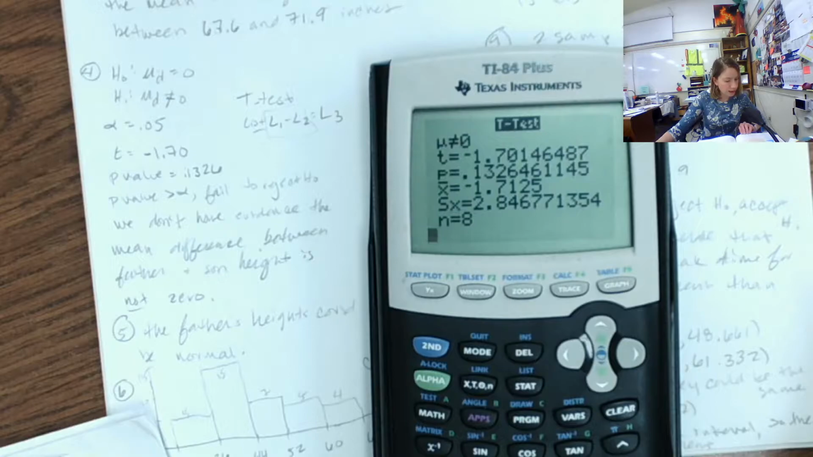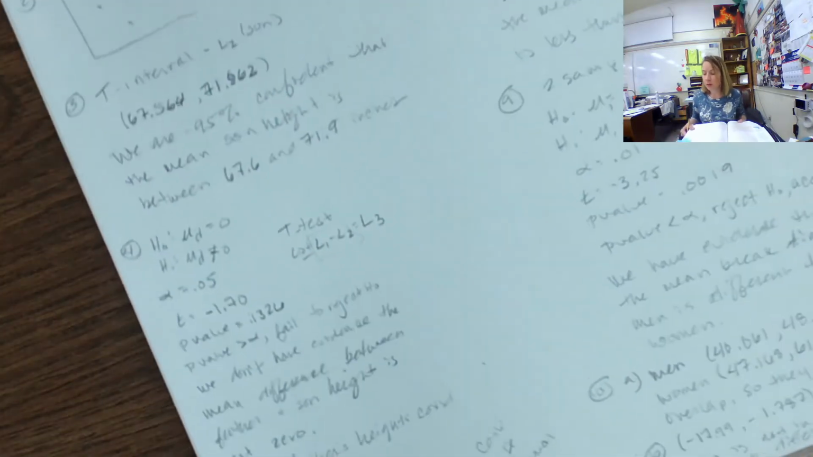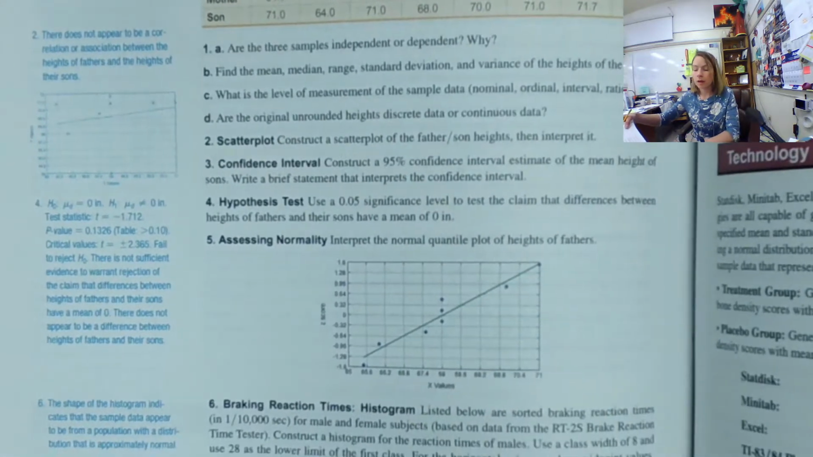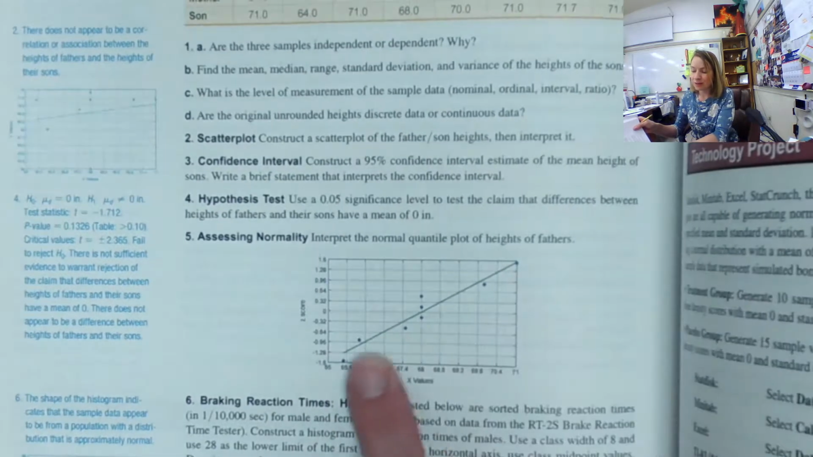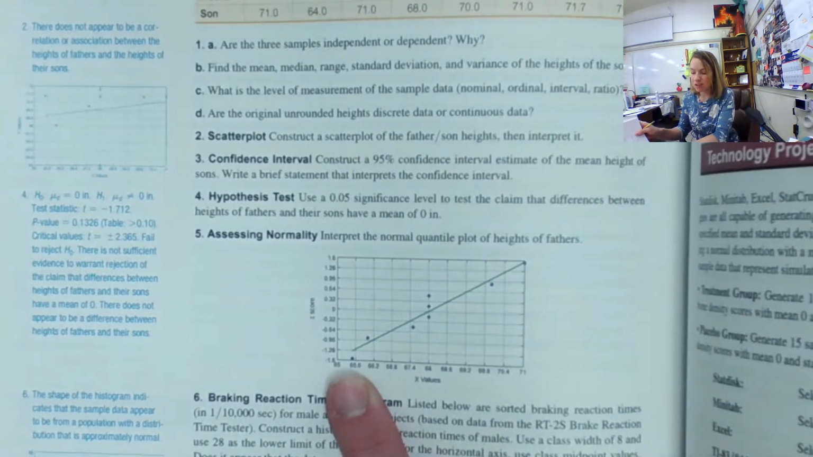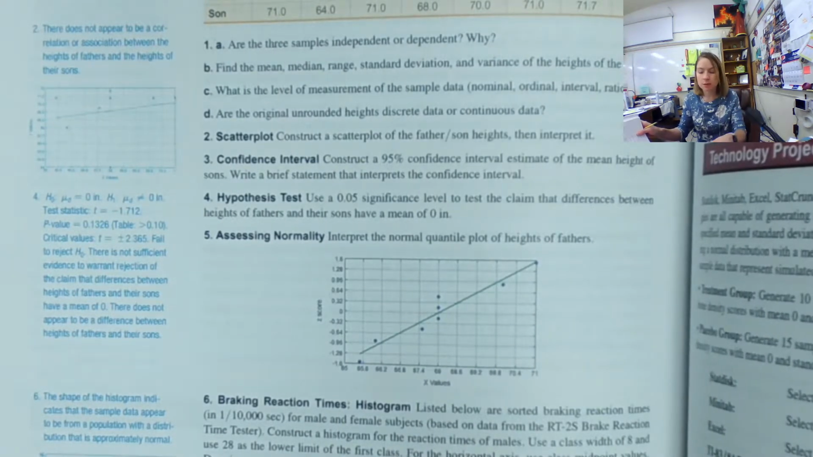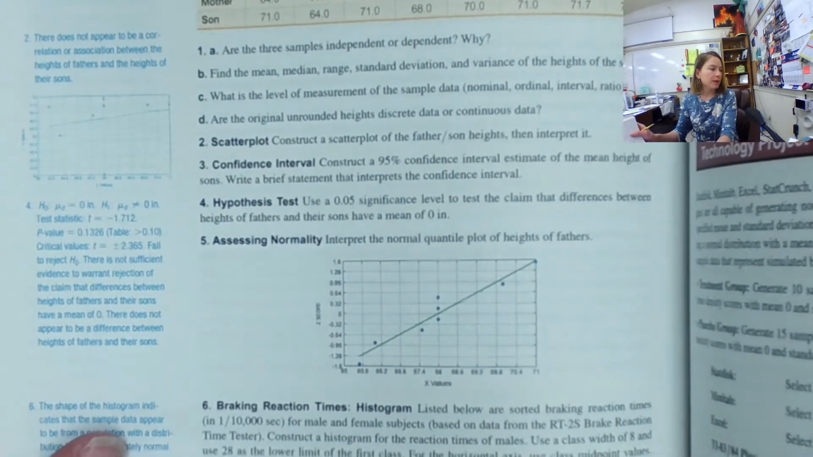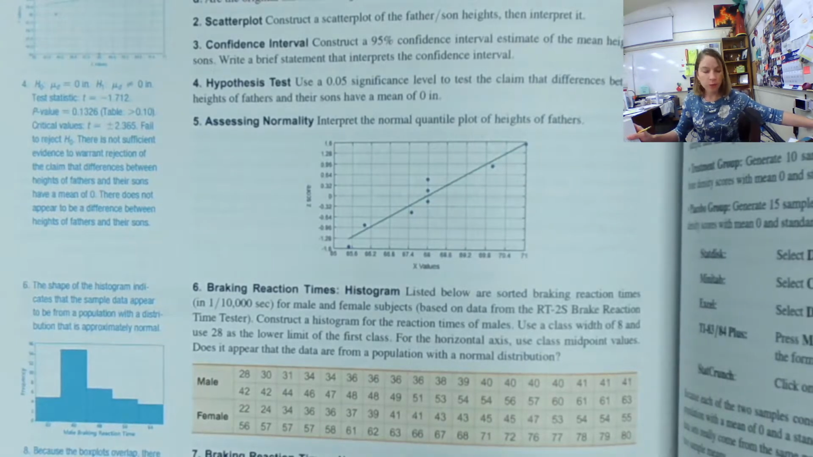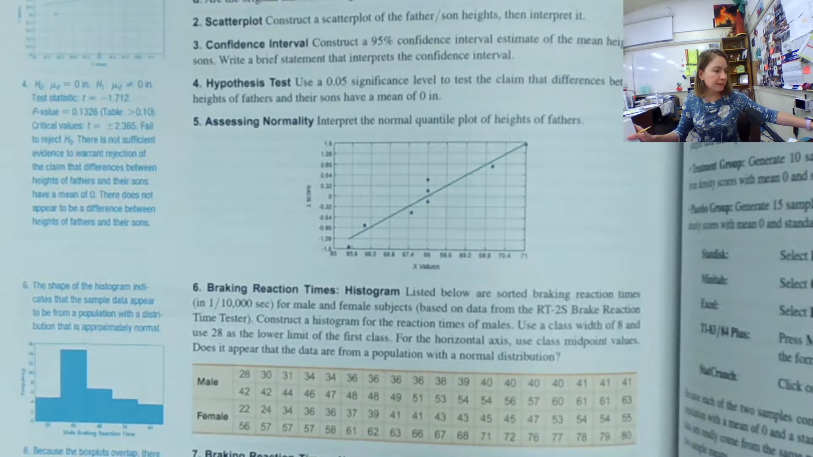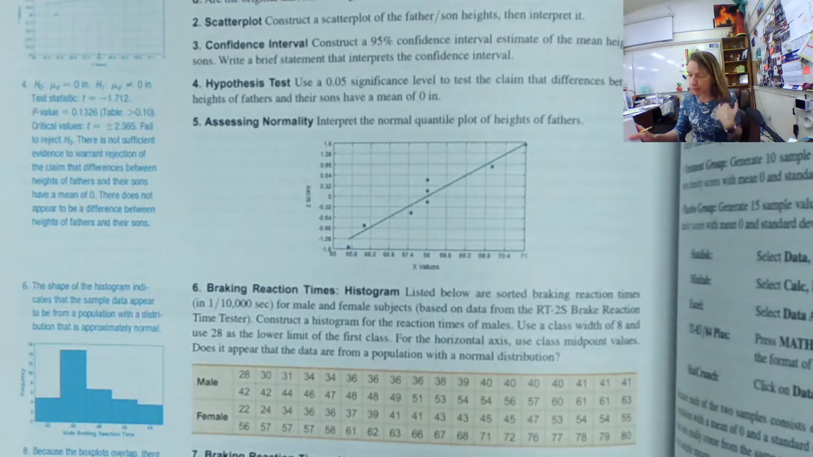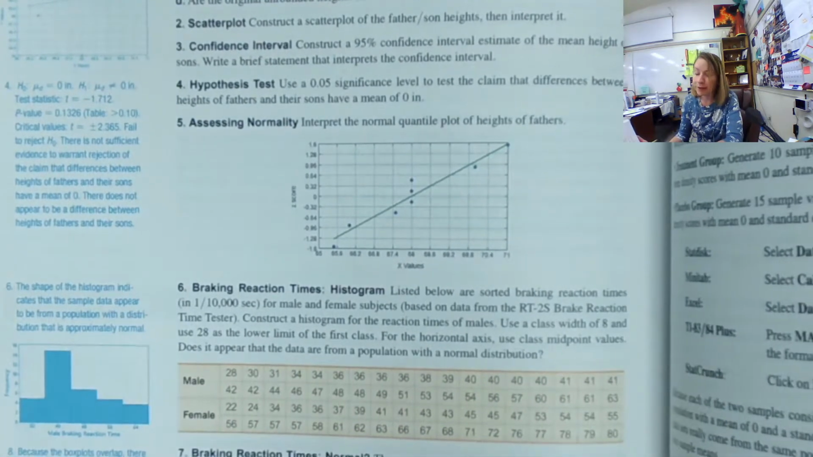The next one, they give you that normal quantile plot, and they say, okay, look at this one. Does that look like it's approximately normal? And it does. It's reasonable to assume that that would be approximately normal. Okay, the next one, we've got breaking reaction times between male and female.